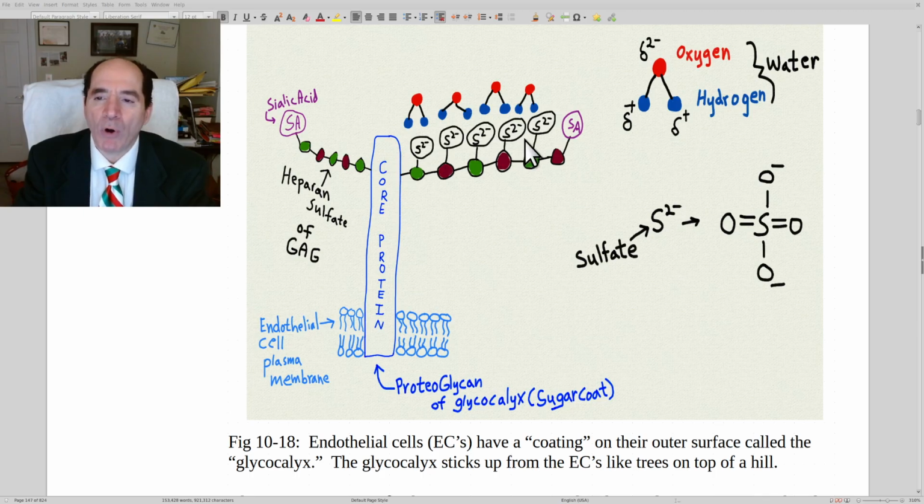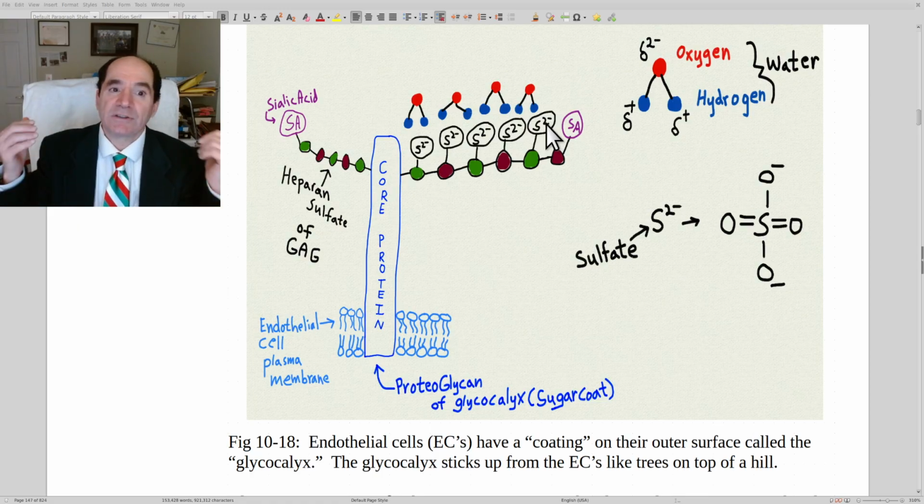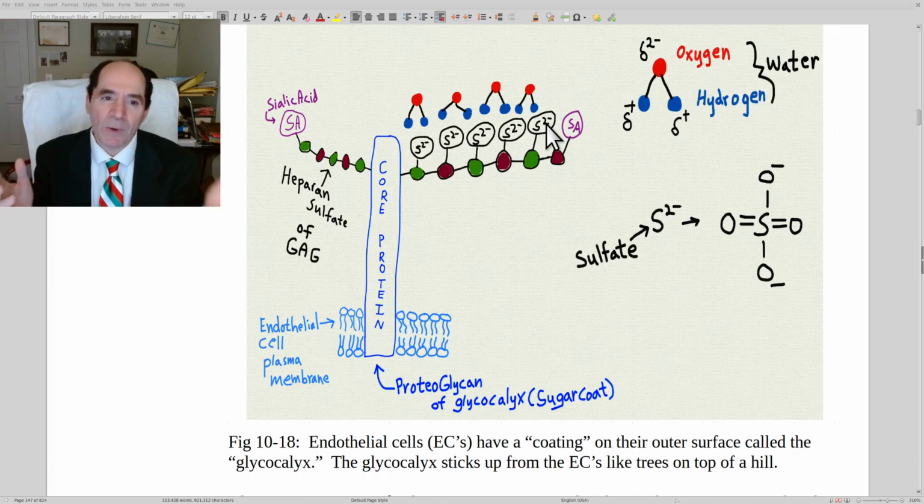Water has a dipole, meaning that it has a charge on it. It's not a full charge, it's a partial charge, but the oxygen pulls electrons toward it, so it has a slightly negative charge to it. The hydrogens have a slight positive charge to them. So the slight positive charge of the water interacts with the negative charge of the sulfates on the glycocalyx. And the net result, the way you can think of this is it's slippery, slippery when wet.